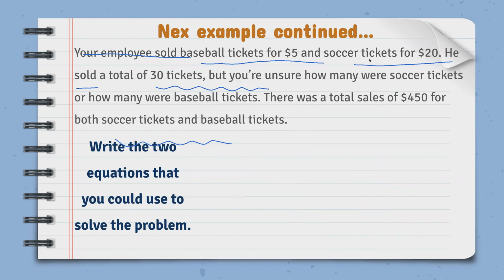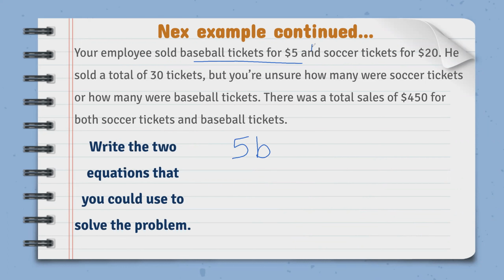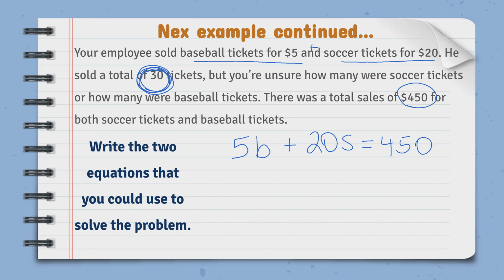Okay. Next step, I need to write 2 equations that I could use to solve the problem. So let's look back to here. Baseball tickets for $5. So I'm going to put $5 times the number of baseball tickets and $20 for the number of soccer tickets sold. And total amount is $450. He also sold a total of 30 tickets. So I'm going to have a total of 30 tickets.